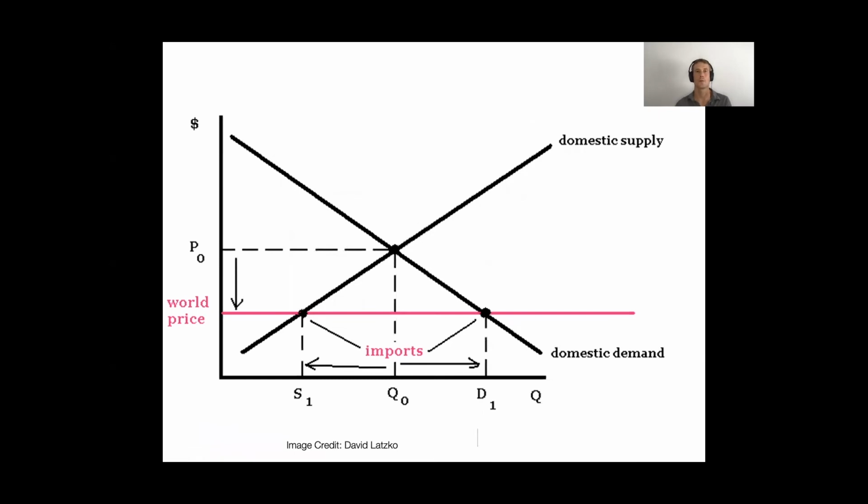Third tool here. We've done tariffs, we've done subsidies, now let's do quotas. Quotas are relatively parallel to a tariff, except instead of charging a tax, saying you've got to pay an extra 10% to bring that in, we're saying there's just a limit on how many of these you can bring in.